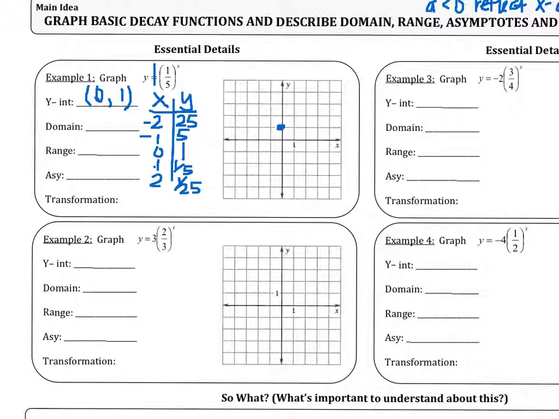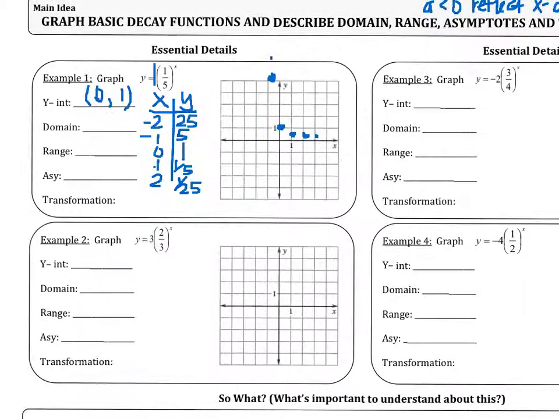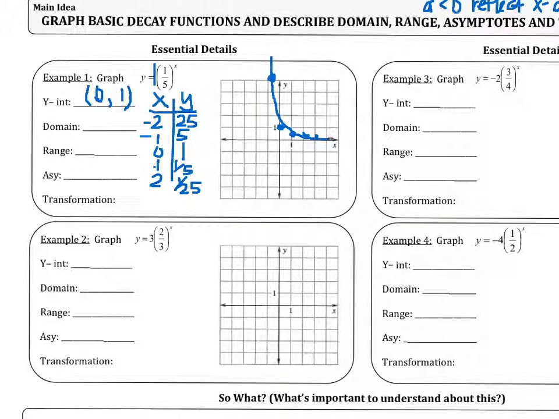So I'm going to plot these points. At -1, I go up to 5. At 0, I have 1. At 1, I have 1/5, and then 1/25, and we see that these values will start getting smaller and smaller, and we said they would get really close to the x-axis. Now, like we did before, I want to change colors, and I want to draw in my asymptote. We said our asymptote should be the dotted line, because again, it's not going to touch the x-axis.